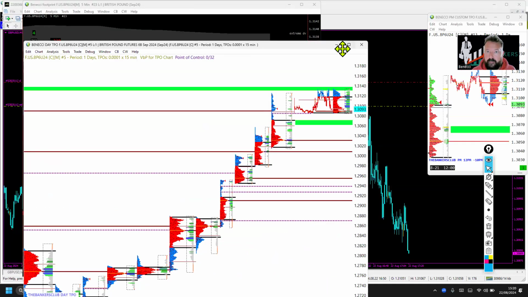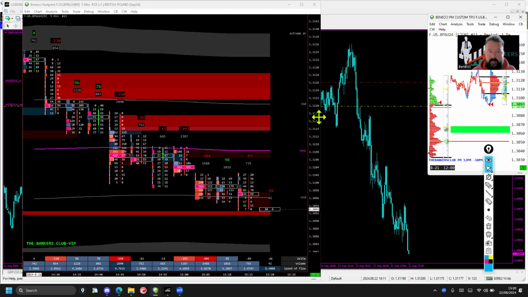So we got in from up there. Now the footprint, so I've entered here with a 5 pip stop loss. And I'll tell you the reasons why I put my stop loss there and entered there right now. It was because of the footprint chart. I'll drag this over for you.